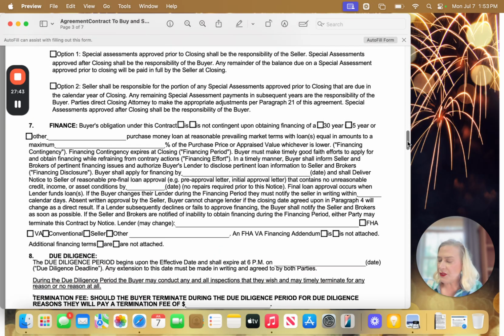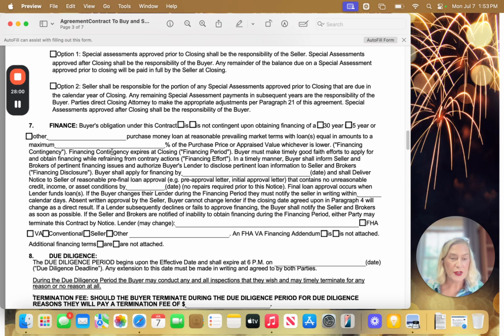Finance section number 7. Y'all already know this section. Is it contingent or non-contingent on financing? Always make it contingent on financing. What kind of loan is it? Is it going to be a 30-year, a 15-year, or other? Is it going to be an ARM? You need to mark that in there.